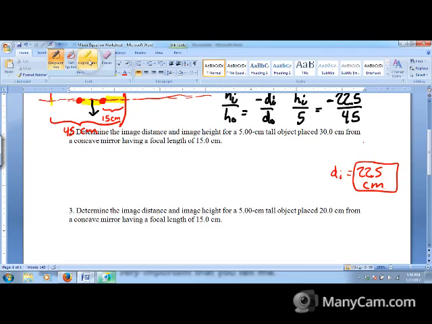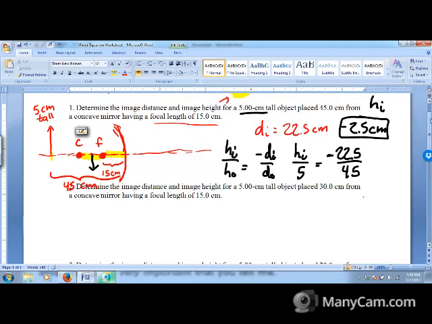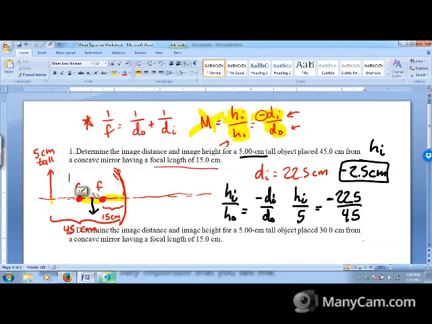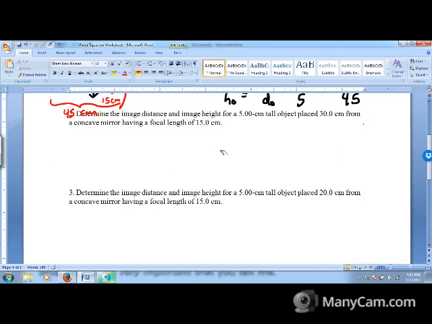Let's move to question 2. Now, I hope you're pausing the video, or I should have told you this before. I want you to pause the video after I draw the picture for each one of these and predict, based on what I taught you in the last video, where the image would be. Not exactly where, but you should have guessed that since this object is outside the center of curvature, the image should be somewhere between the center of curvature and the focal point. You should have also predicted that the image would be inverted. These actual numbers represent the actual position and orientation of the image, but you should be able to predict that beforehand.